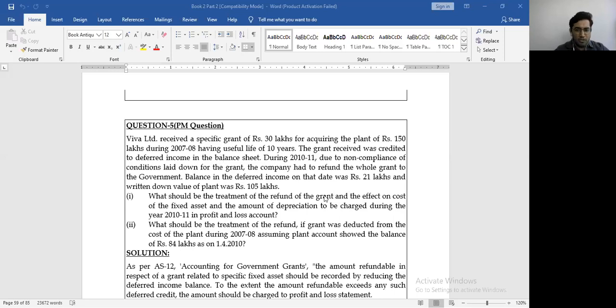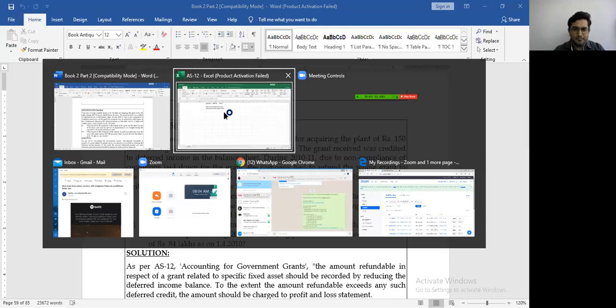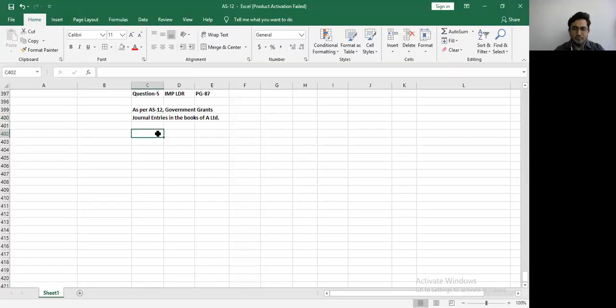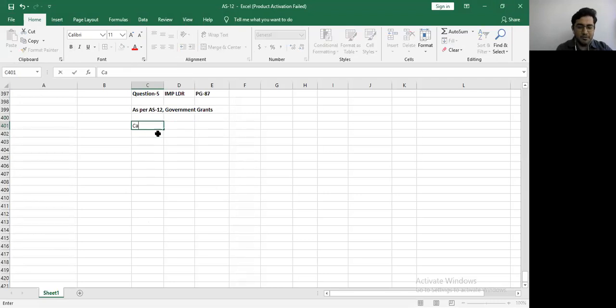What do we have to do? What should be the treatment of the refund of the grant and the effect on the cost of the fixed asset and the amount of depreciation to be charged to the profit and loss account. So they have asked 3 questions. What will be the treatment of the refund of grant, effect on cost of the fixed asset and amount of depreciation. Okay, put your first statement as per Accounting Standard 12, government grant. Let's put case 1, income approach.